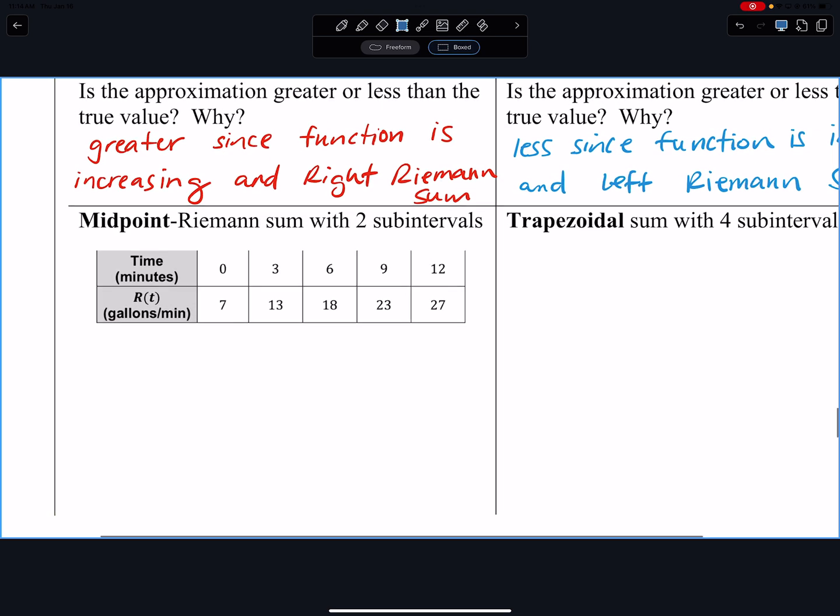Okay, so 2 subintervals. So 0 to 12. That's a distance of 12, right? 12 minus 0 gives me 12. What's 12 divided by 2? 6. That means the width of each rectangle is going to be 6. So I'm going to have one rectangle from 0 to 6, and then another rectangle from 6 to 12. Okay, so this width is going to be 6, and this width is going to be 6.